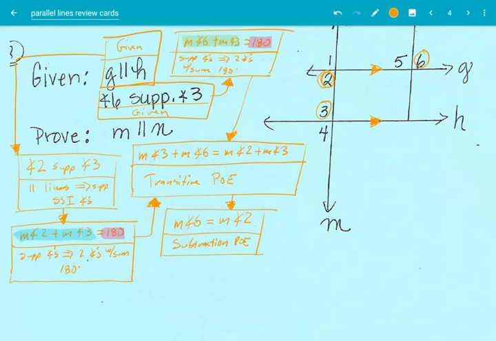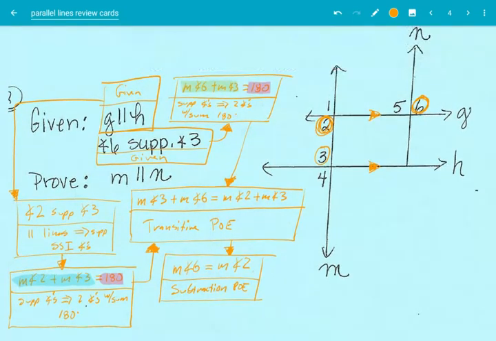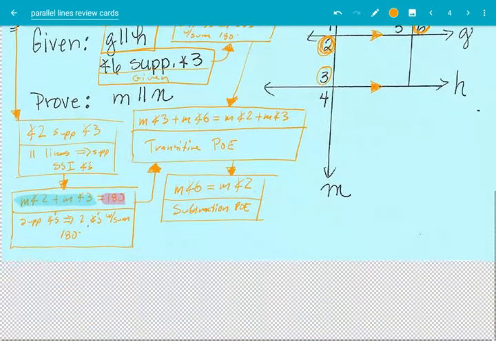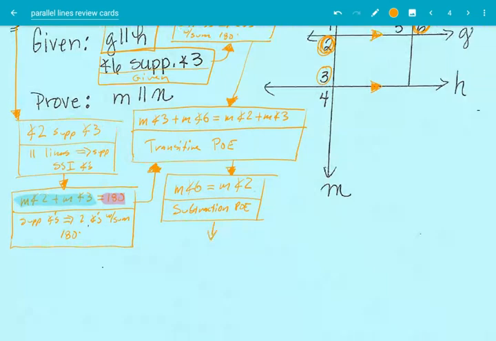6 and 2, if those two are equal, then those are alternate exterior angles between lines M and line N there, meaning that those would be parallel. So we need one more step. We're going to convert from measures into angles. So the angle 6 is congruent to angle 2 because equal measures imply congruent angles.